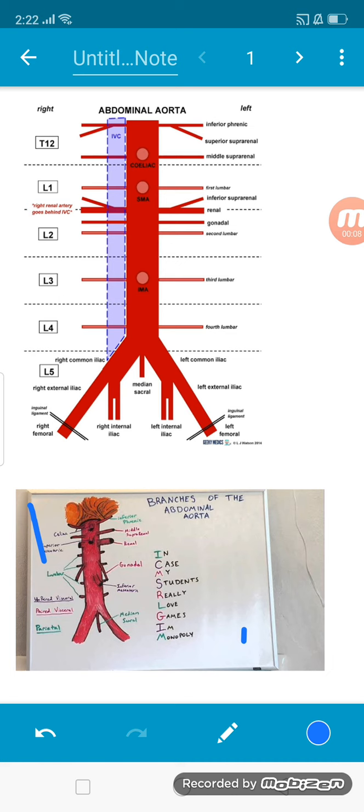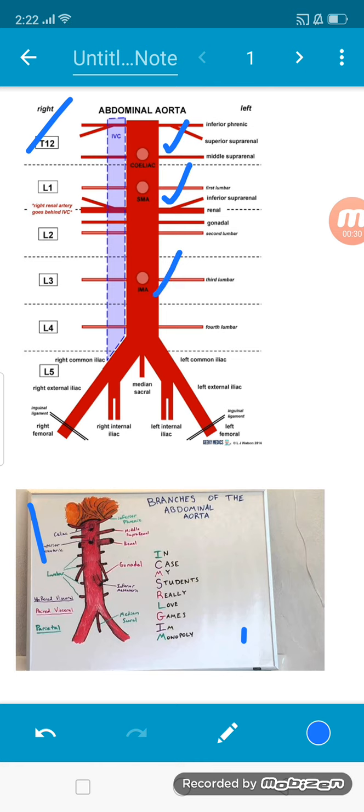So let's begin the lecture. The abdominal aorta begins, as you can see in the picture, at the level of T12. It gives three major unpaired arteries: the celiac trunk, the superior mesenteric artery, and the inferior mesenteric artery.